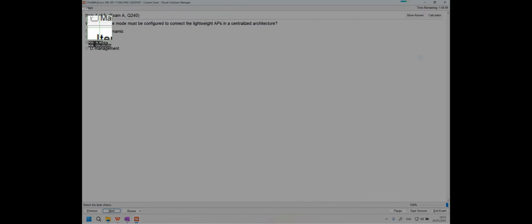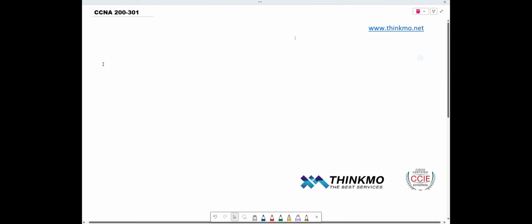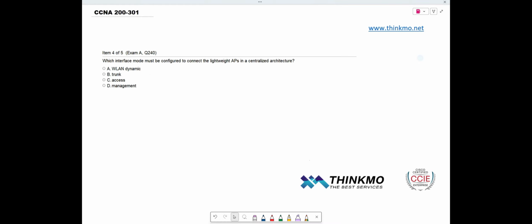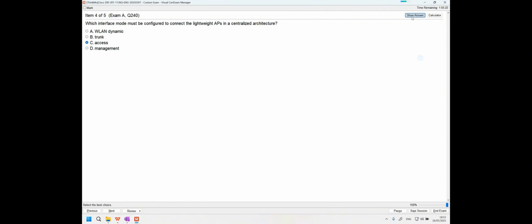Alright, let's look at question 4. Question 4 asks, which type of interface must we configure to connect to this kind of centralized architecture? Specifically, the lightweight access point within it. For a lightweight access point, we just need to configure it in access mode, since its network isn't very large, right? We don't need things like multiple VLANs passing through, or automatic configuration with the console port. None of that is necessary, right? And management mode isn't needed either. Just use access mode. That's enough. Let's check the correct answer, access mode.